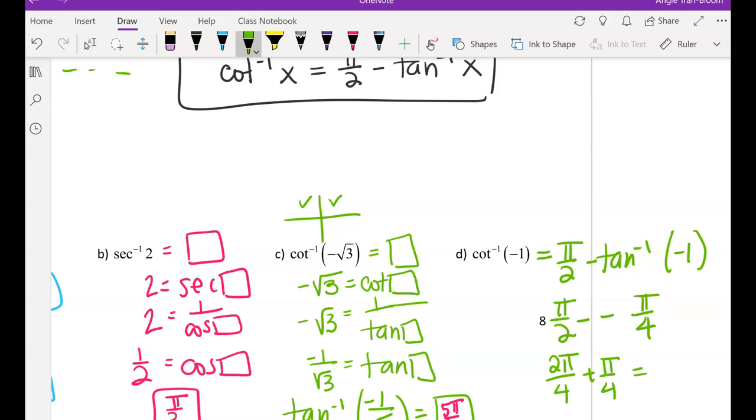Final answer should be? Let's verify that really quickly. Is cotangent negative in quad 2? Yeah, so that should work. Okay, soak it in before I move on.